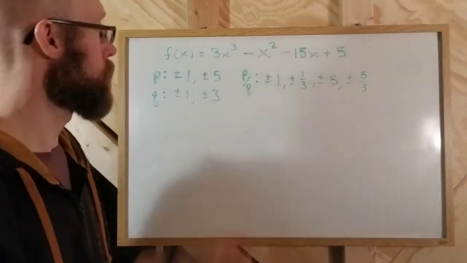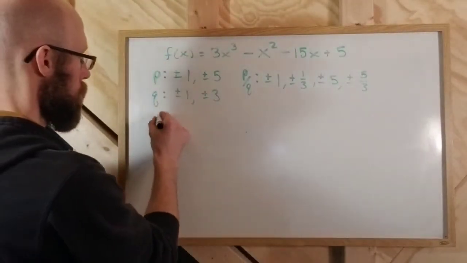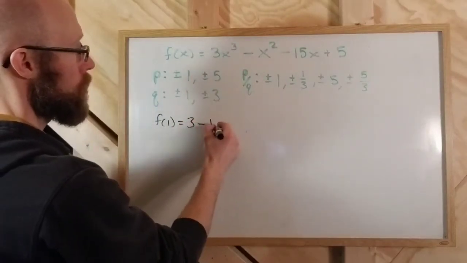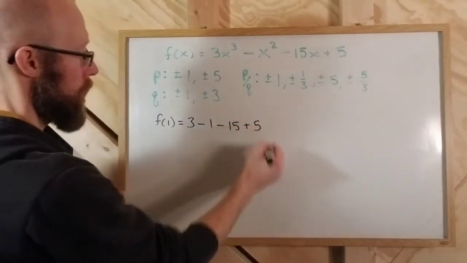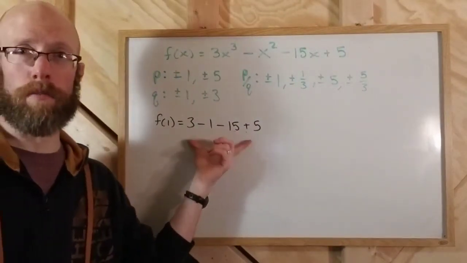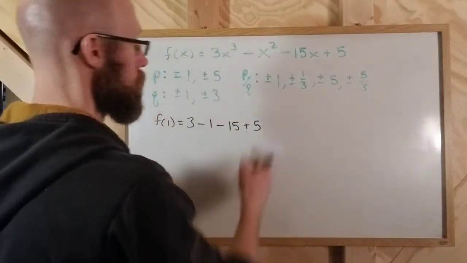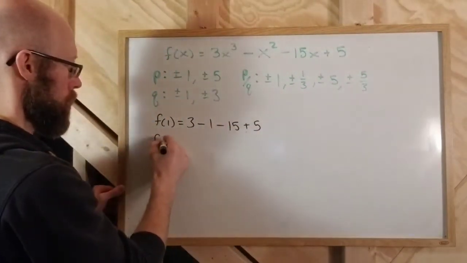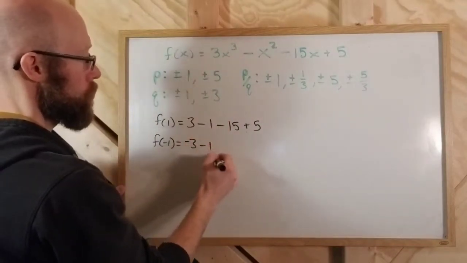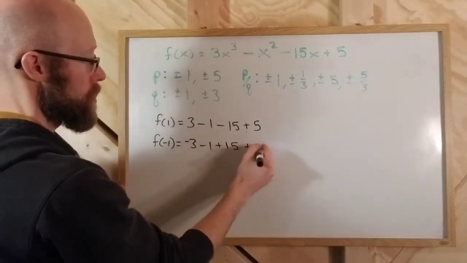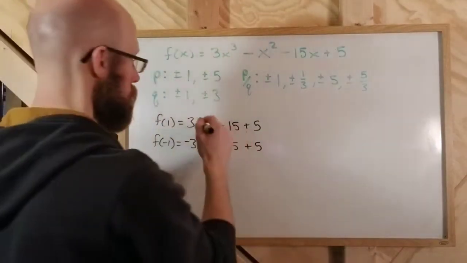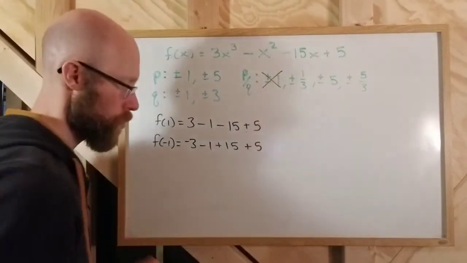Let's try the 1 first of all. If I do f of 1, that's going to be 3 minus 1 minus 15 plus 5. Unfortunately, the negatives clearly outweigh the positives, so this is not 0. So positive 1 does not work. If I try negative 1, I'm going to get negative 3 minus 1 plus 15 plus 5. This time the positives outweigh the negatives, and so neither of the 1s will work.